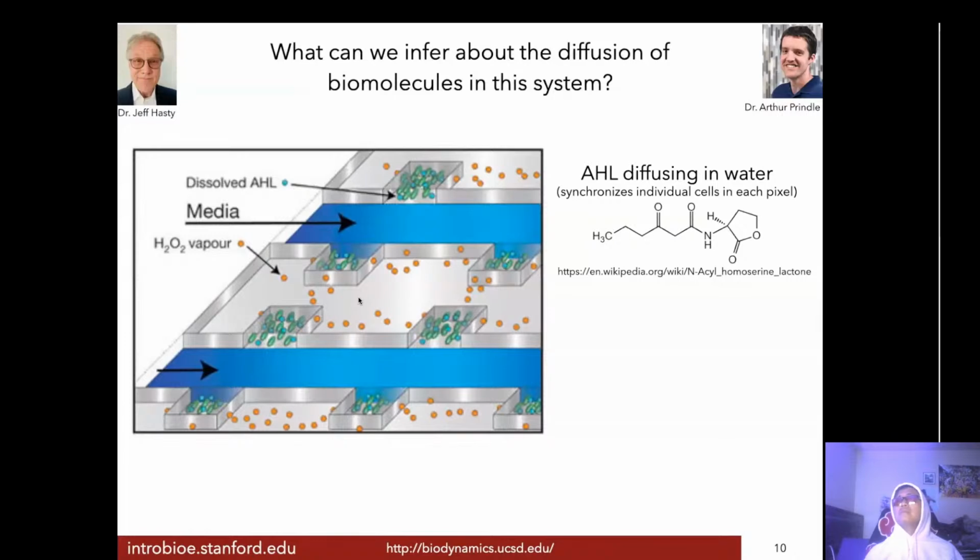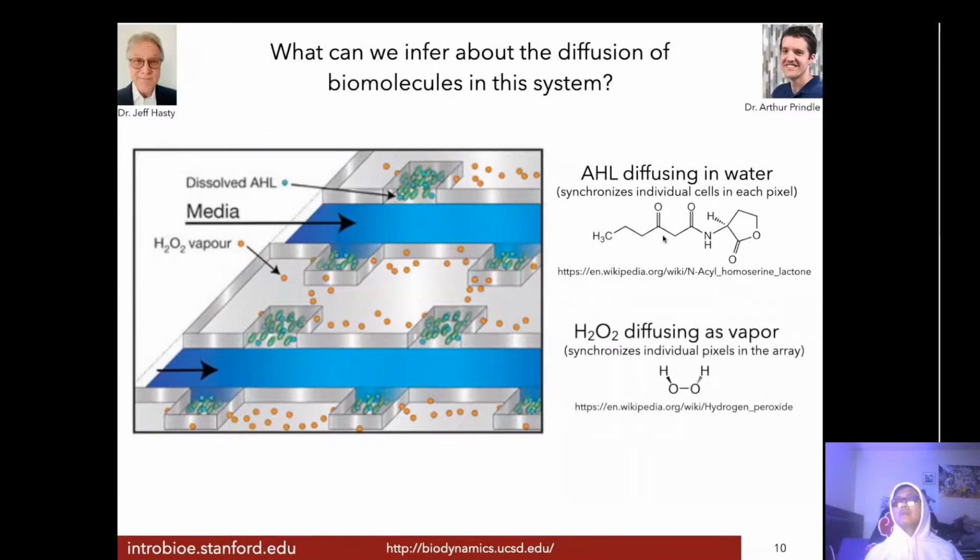So that's AHL, and you can learn more about it on Wikipedia, the link here, and this is what the chemical structure looks like. It's got a carbon ring, and then a nitrogen, and then 1, 2, 3, 4, 5, 6 more carbons. So you get a sense of it. It's about a 20 atom molecule. Cool. What about hydrogen peroxide, H2O2?